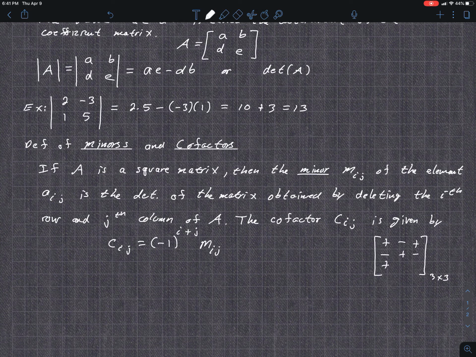That's not how we usually write it. That's correct, but I usually just do plus minus. That's why I was hesitating. Usually just say plus minus plus, minus plus minus, plus minus plus. And those you can think of as -1s. That'll correspond to that i plus j, and you can just use a sign chart like that.